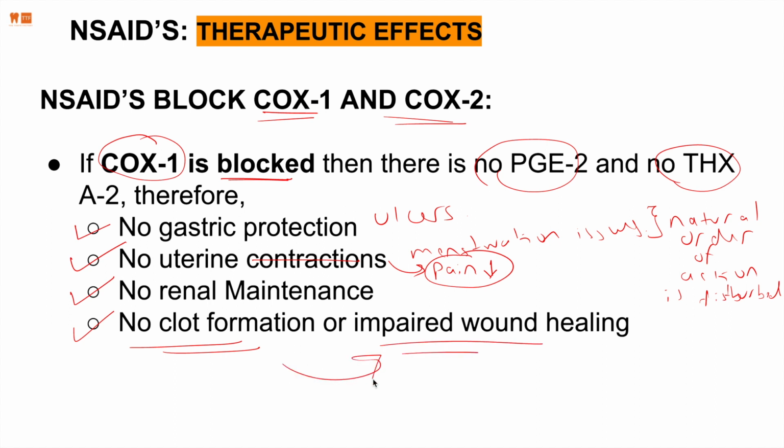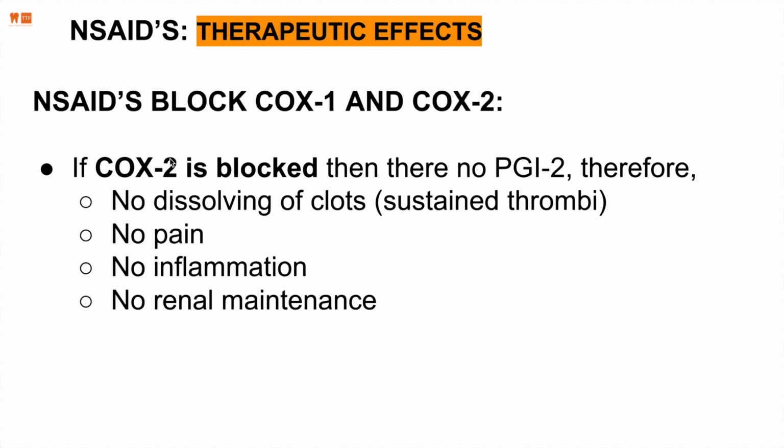This and this is the same thing. When clots are not formed properly upon injury, that leads to impaired wound healing. Again, ulcers is an example of that. All of that will happen when NSAIDs block COX-1. What about when NSAIDs block COX-2? Well, there is no prostacyclin, or PGI2, sorry. Therefore, there is no dissolving of clots, there is no pain, there is no inflammation, and there is no renal maintenance.